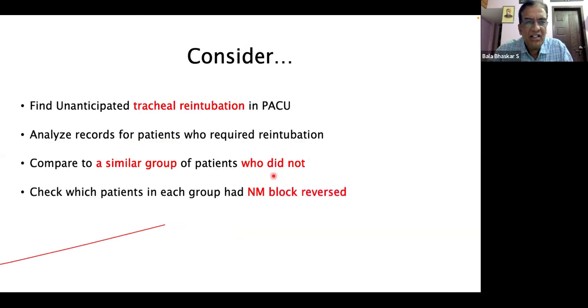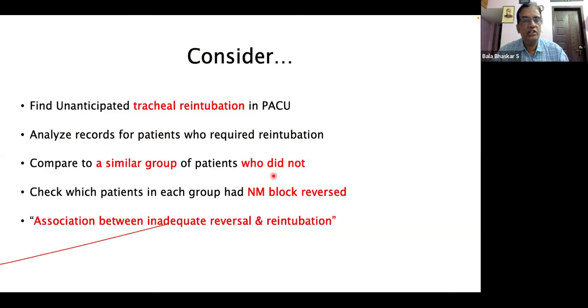And then what we do is see, among all the group of patients, how many of them had received neuromuscular block reversal after the initial general anesthesia, and try to find an association between inadequate reversal, because neuromuscular block was not reversed properly, and reintubation.